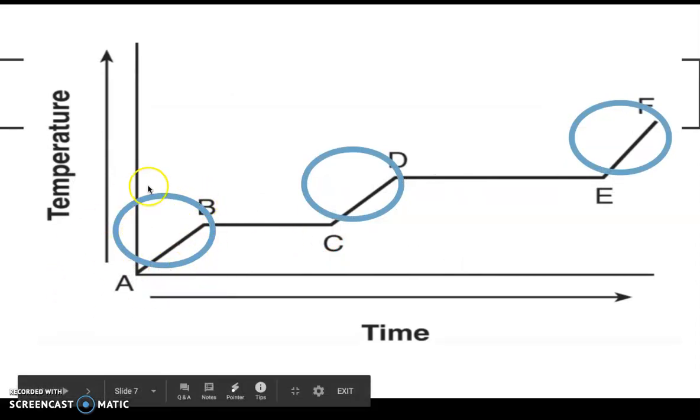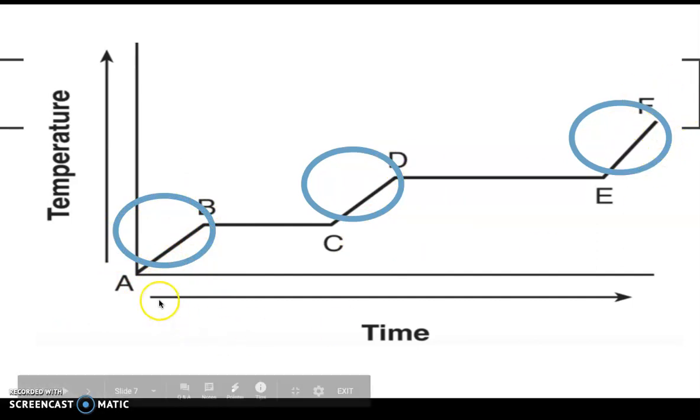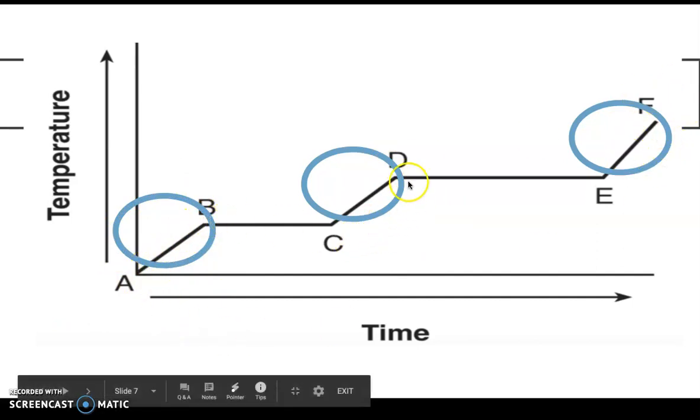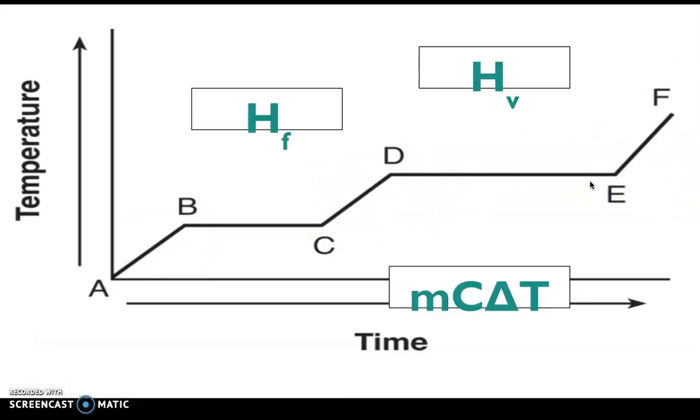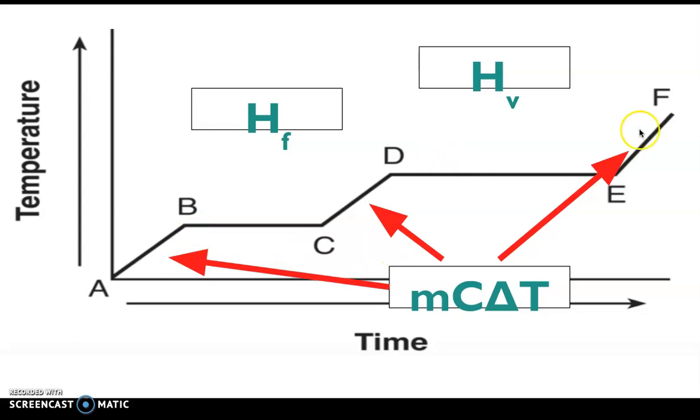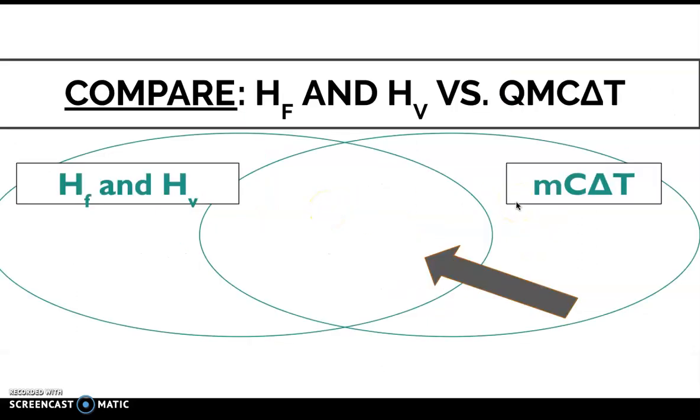The temperature is actually changing during AB, CD, and EF, as you can see with the slope increasing. However, from BC, which is a phase change, and DE, which is another phase change, the temperature remains the same. So once again, Q equals MC delta T will be used during the AB, CD, and EF segments, and the heat of fusion formula will be used through the BC segment, and the heat of vaporization formula will be used during the DE segment.